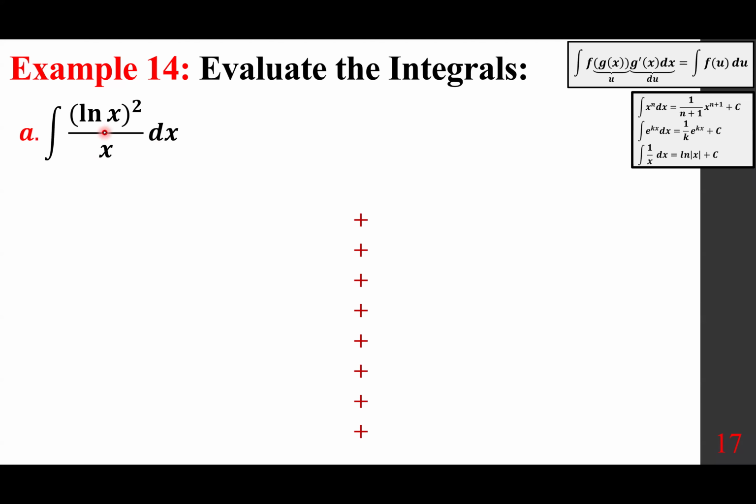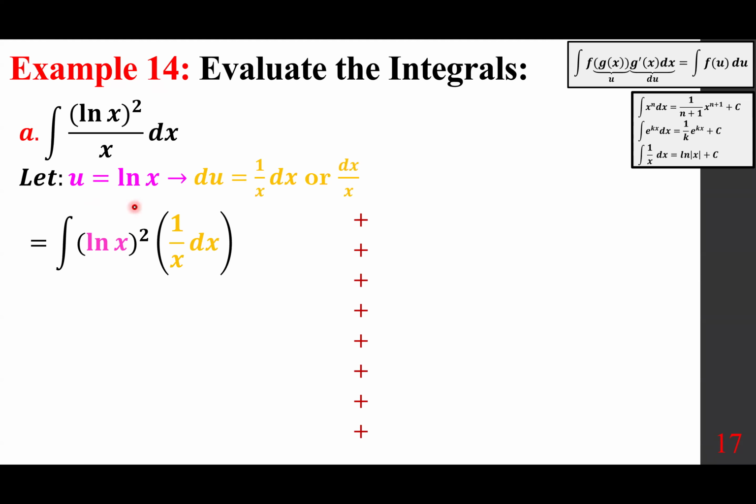What if the integral involves ln x? In that case, the choice of u is ln x. The derivative is 1/x, which makes du 1/x dx or dx/x. To make sure we can see what we are dealing with and the reader can see it, we are going to rewrite it as ln x to the second power times 1/x dx.